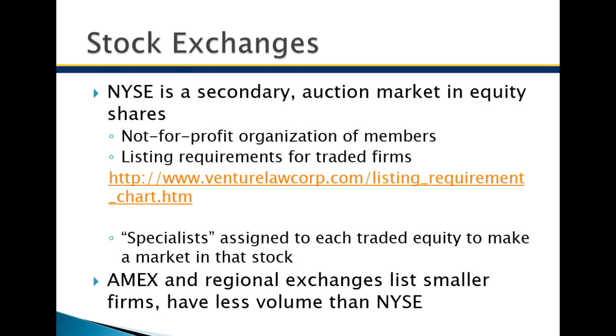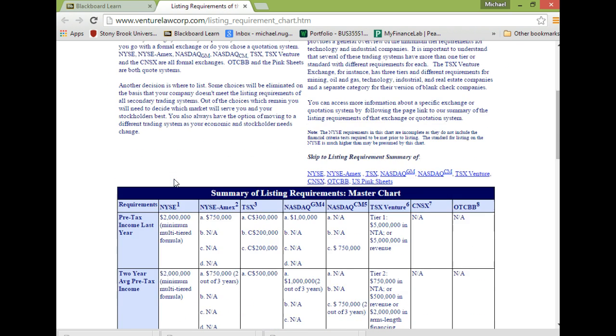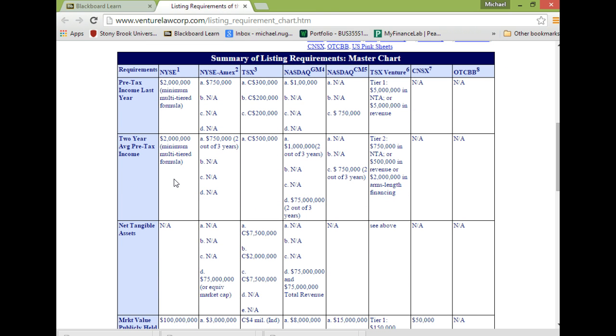All right. So some of the markets in the secondary market, you have the New York Stock Exchange. It's a secondary auction-based market for equity shares. And we all know about the New York Stock Exchange. It's a not-for-profit organization of members, and they have listing requirements. And I put a web page here to give some of the listing requirements. I put a link in the presentation. Hopefully it comes up. To get on the New York Stock Exchange, it's one of the best exchanges to get onto.